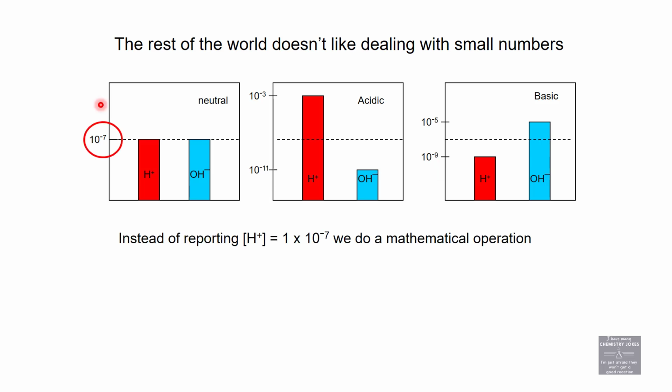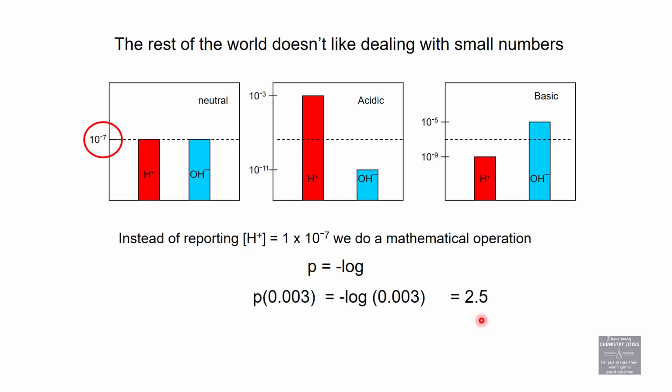So instead of reporting these small numbers, we do a conversion, a mathematical operation, to convert this tiny number into a more reasonable numeric value. So what we do is take the negative log of that number, and in chemistry, when we talk about taking the negative log of a number, that's called a p. So if we take the negative log of 0.003, you can call that a p of 0.003. Negative log of that, punch it in the calculator, it becomes 2.5.